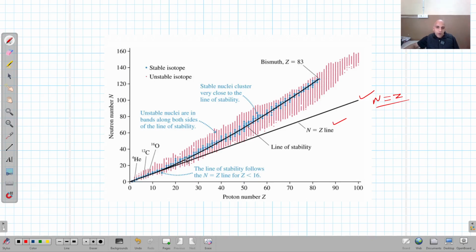All the nuclei that fall on this line are highly stable, whereas the nuclei that are very close to this line in the form of small clusters are also stable, but those nuclei which fall on the line are highly stable. The nuclei that are unstable are in the bands along both sides of the line of stability, represented by this color, you can see here. These are the bands of unstable nuclei on both sides of the line of stability.